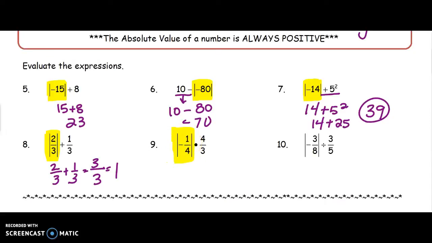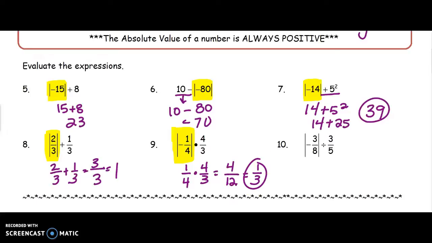And again, here we have negative 1/4, and the distance from 0 to negative 1/4 is a positive 1/4, times 4/3. So we can multiply straight across, so that would give us 4, and then across the bottom, which would give us 12. And again, we can look to simplify, which 4 goes into top and bottom, so we would have 1/3.